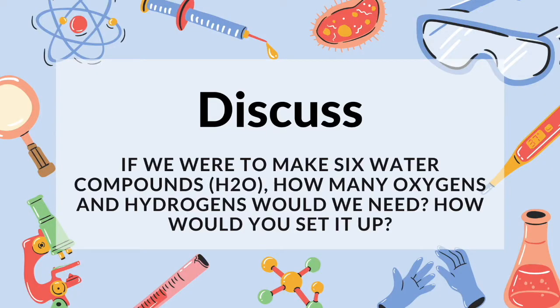The second discussion question is that if we were to make 6 water compounds, how many oxygens and hydrogens would we need? How could you set it up? 3 O2 and 12 H's. The equation would be 12 hydrogen plus 2 oxygen is equal to 6 H2O.